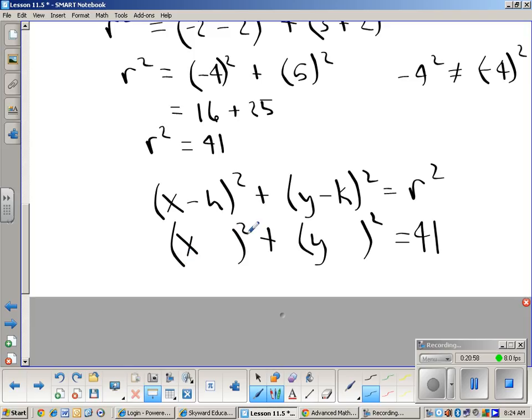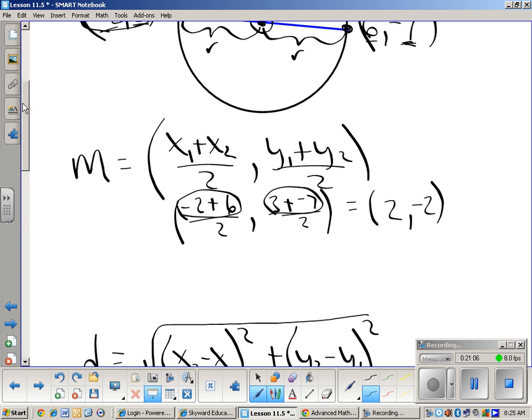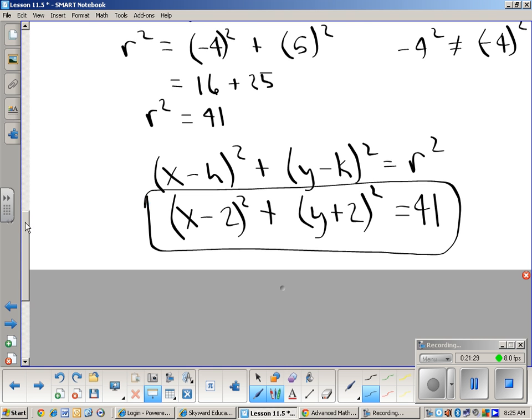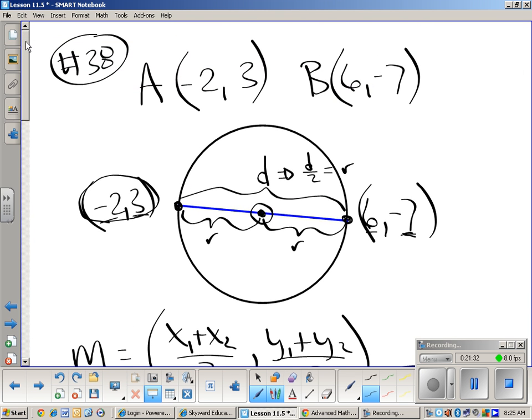And what was my center? Was it 2, negative 2, or negative 2, 2? No, it was 2, negative 2 right here. And so we have to plug that in. And so what goes in the first parentheses? I need a sign. Negative 2. Minus 2. What goes in the second one? Plus 2. So this is the equation of my circle that had the diameter with endpoints negative 2, 3, and 6, negative 7. Okay?